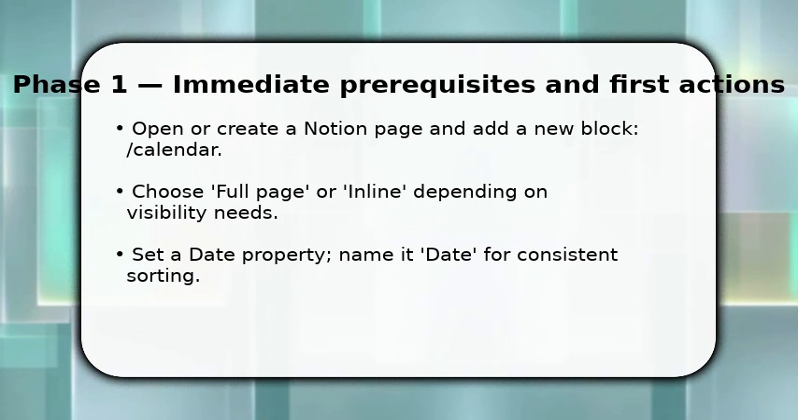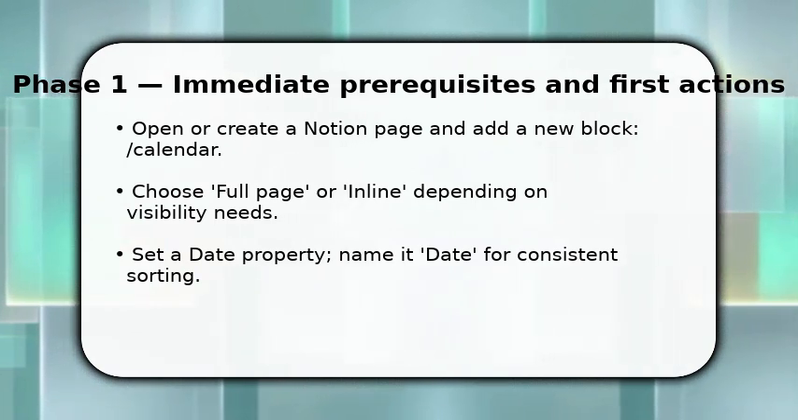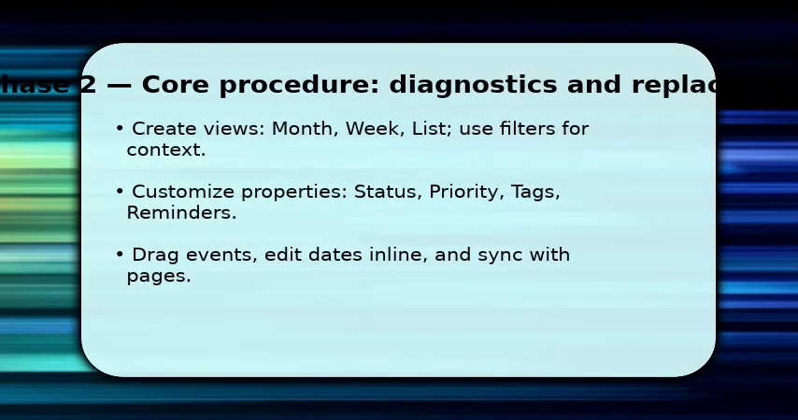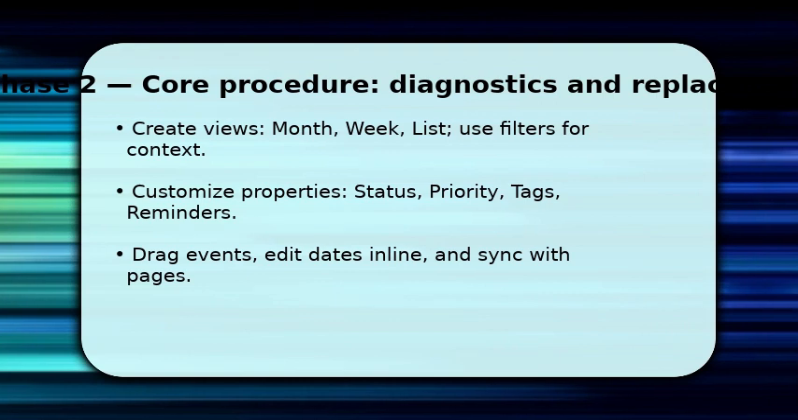Next, populate and shape the calendar so it reflects your workflow. Create at least 3 views: month for planning, week for execution, and list for a sequential backlog. Then apply filters to each view to show only what matters. Customize properties like status, priority, and tags so you can sort and group.